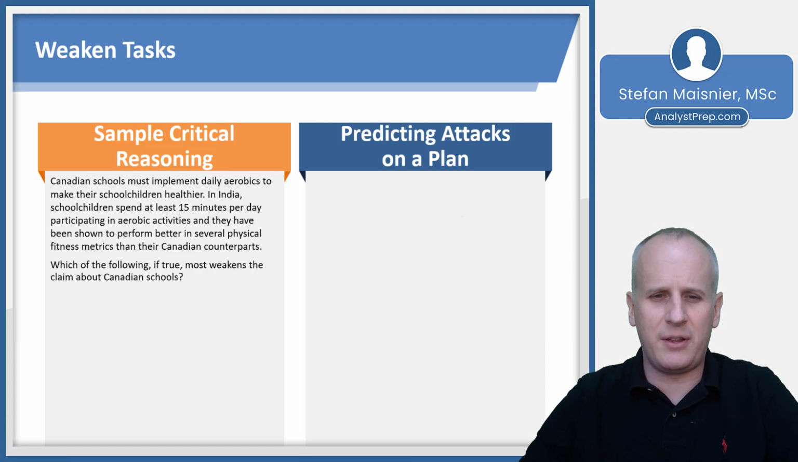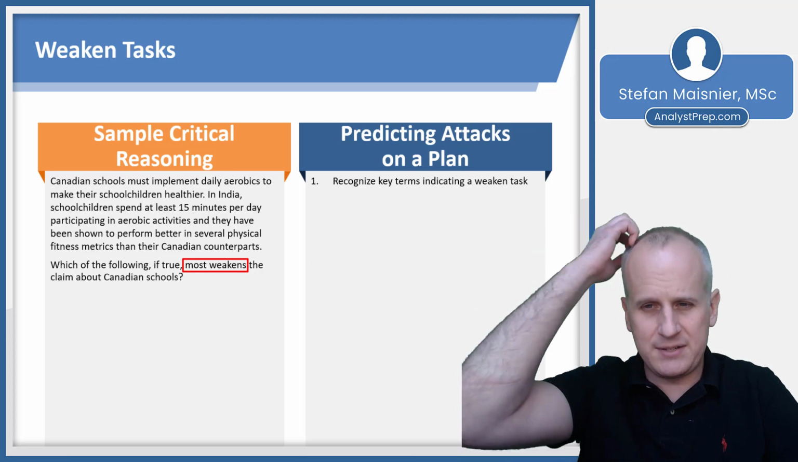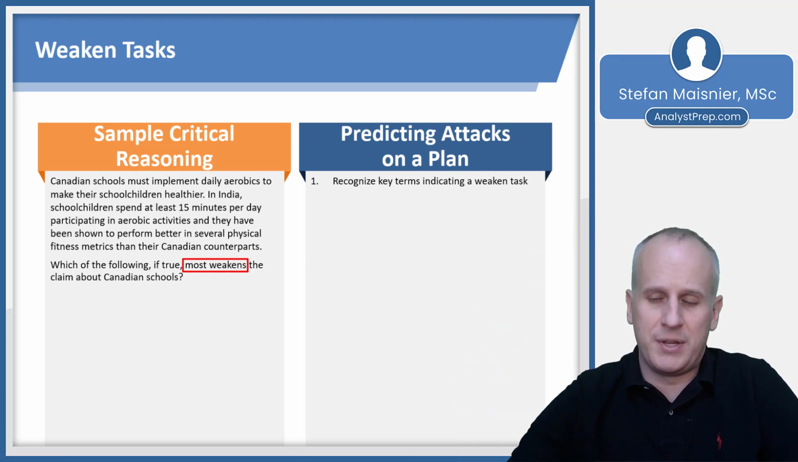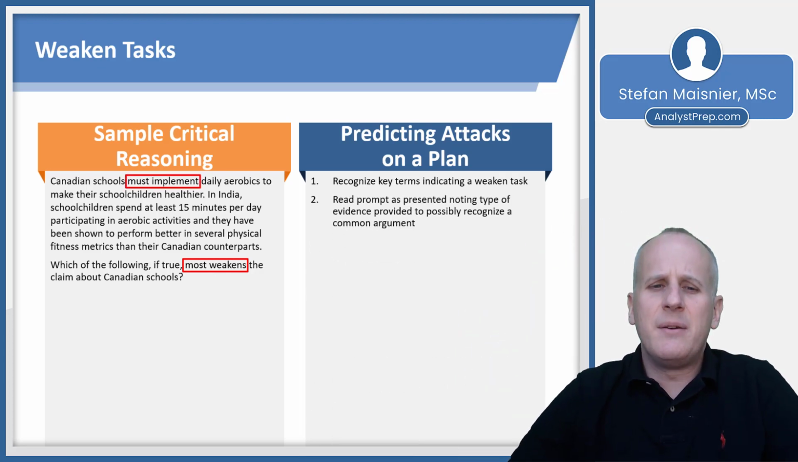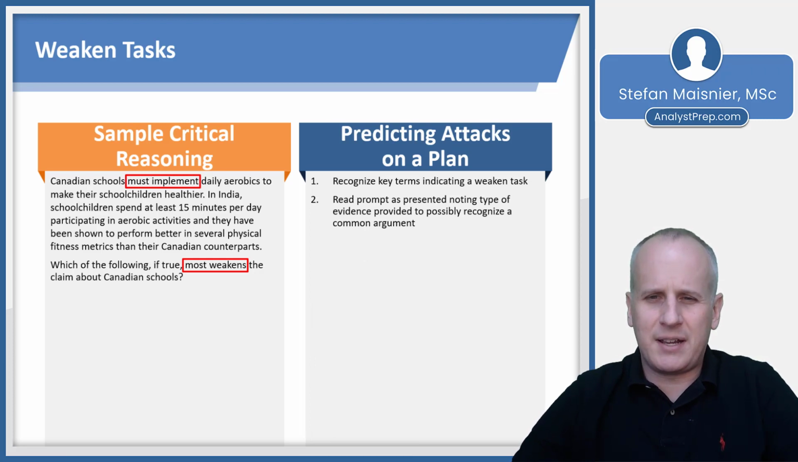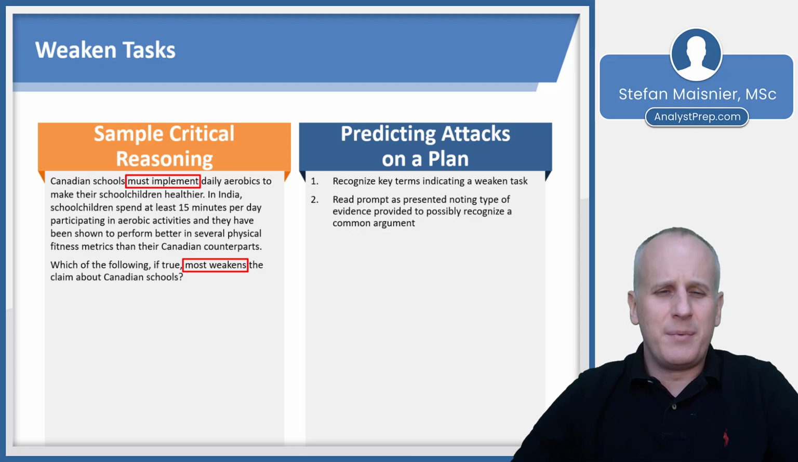is first. We've got, which of the following, if true, most weakens the claim about Canadian schools. So we recognize that key term indicating a weaken task. Most weakens, simple enough. Then we want to read the prompt as presented, noting the type of evidence provided to possibly recognize a common argument. And you can see I've already highlighted "must implement" because that is making a recommendation or presenting a plan. So starting from the beginning, Canadian schools must implement daily aerobics to make their school children healthier.